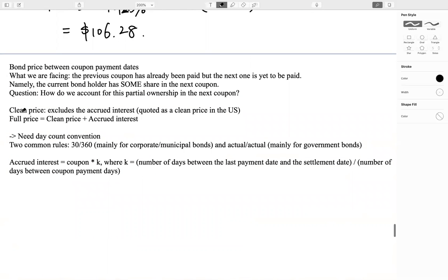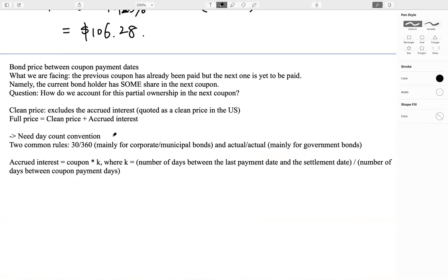With that in mind, let's introduce two notations. One is what we call the clean price. Clean price excludes the accrued interest, meaning it's what the buyer gives up. The full price is the transaction price. It takes into account the accrued interest.